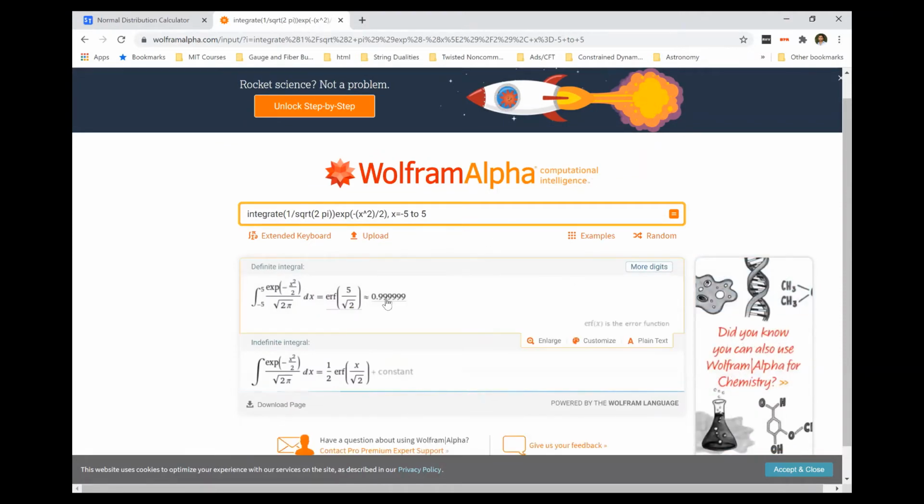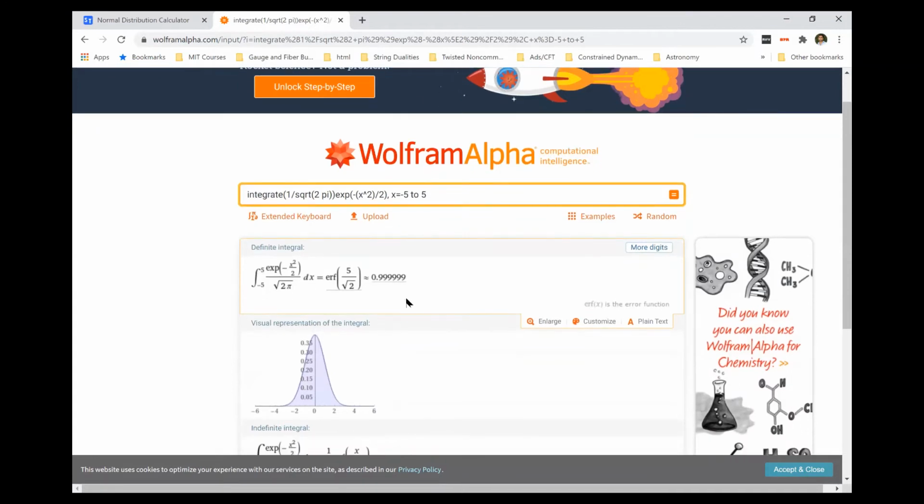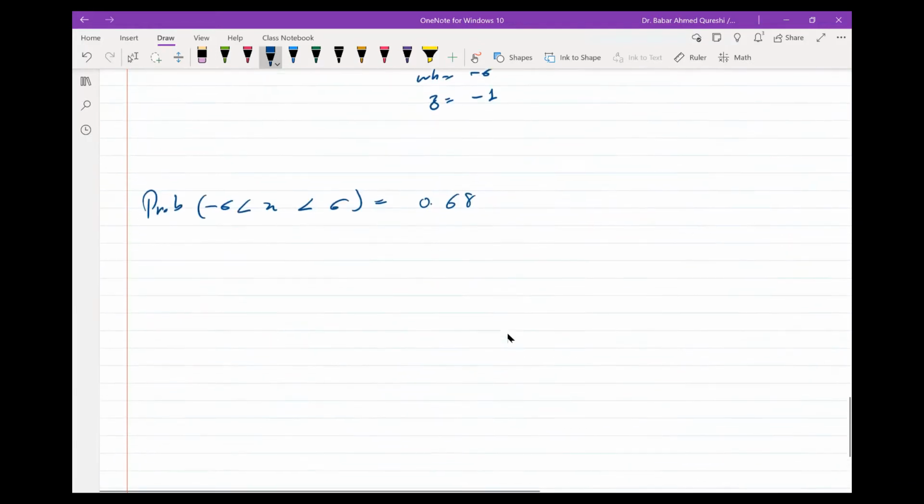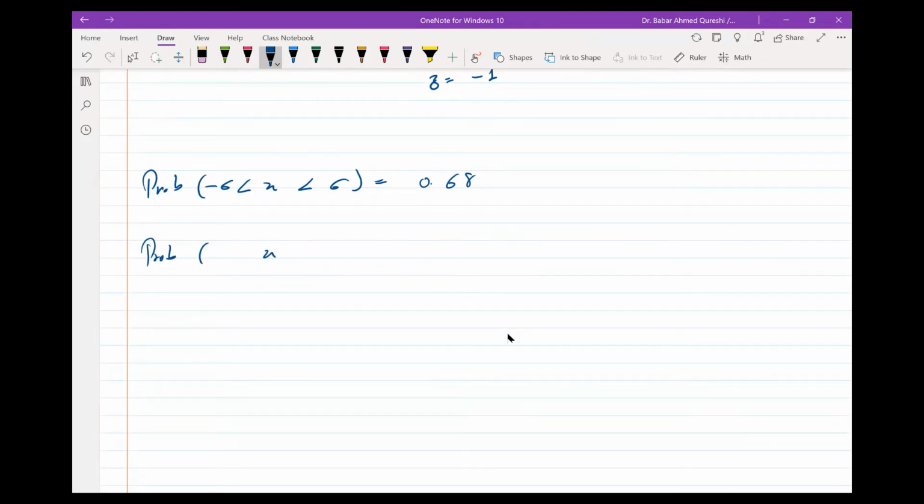So this is 99.9999. So what it shows, let me write here, that within 1 standard deviation, the probability is 0.68. Within 2 standard deviations, probability is 0.95. And anything beyond this is practically 1. Or something like that.